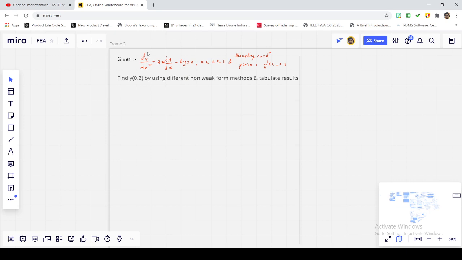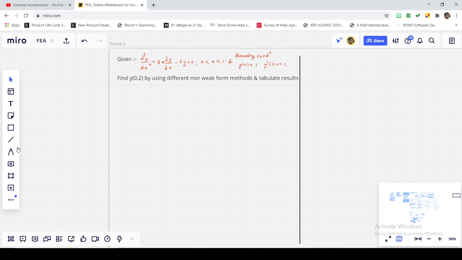A similar problem will be given in your exam: d2y by dx square plus 3x dy by dx minus 6y is equal to 0 is the differential equation which is given. Then you have a condition for x. x is your independent variable and y is your dependent variable because we are differentiating y with respect to x. x has a range of 0 to 1, and the boundary conditions are given: y at 0 is 1, and y dash, the derivative, at 1 is 0.1.